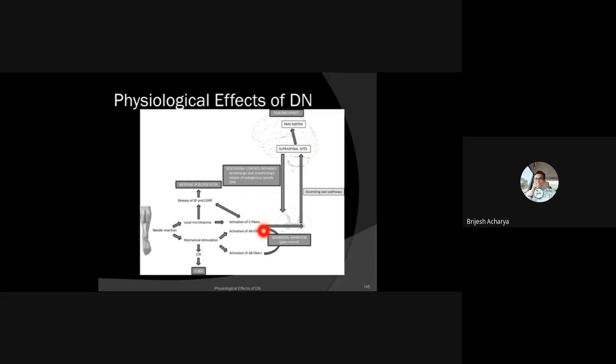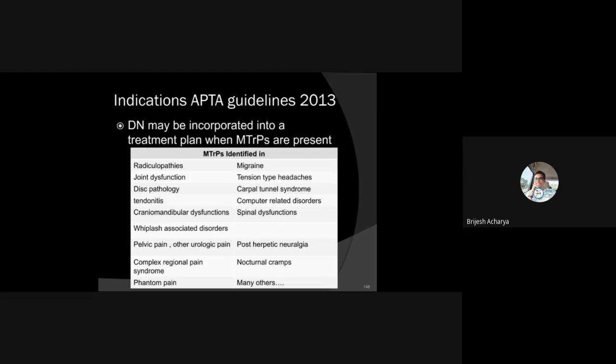There is a segmental block at the level of the spinal cord, and there will be pain relief. When you do mechanical stimulation with the needle, there is a local twitch response, and it will reduce the spontaneous electrical activity in the patient who is having the pain. So these are the concurrent mechanisms occurring together to give the patient relief from the pain.